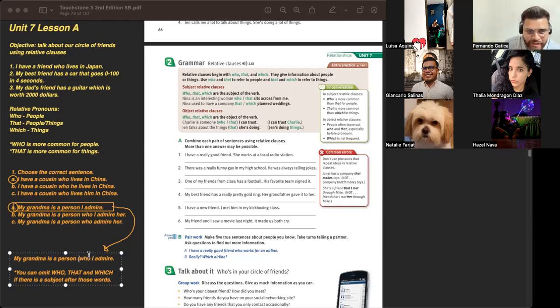Entonces, si yo quiero traducir esta oración, my grandma is a person who I admire, es mi abuela es una persona que yo admiro. Si lo quiero traducir sin el who, solo así, my grandma is a person I admire, sería mi abuela es una persona que yo admiro. No importa si lleva who ahí o no. Tienen la opción de omitir la palabra siempre y cuando hay un sujeto ahí.